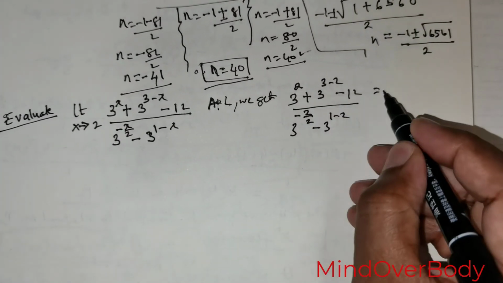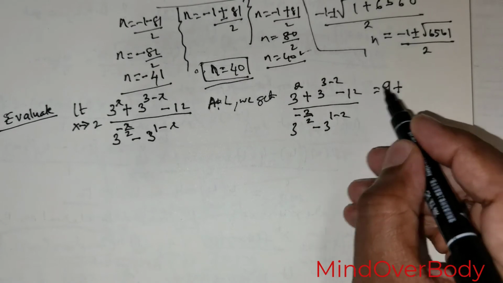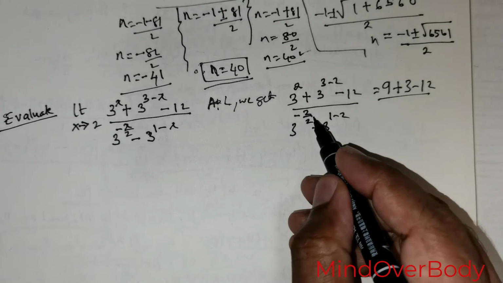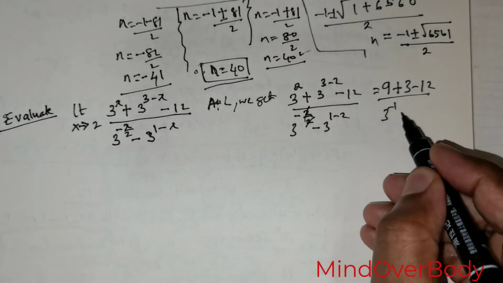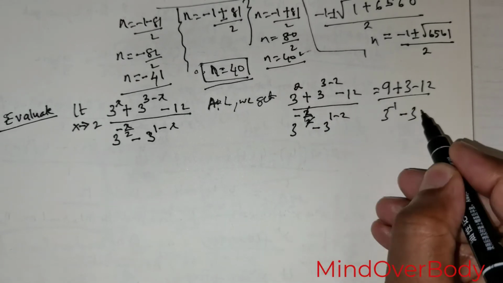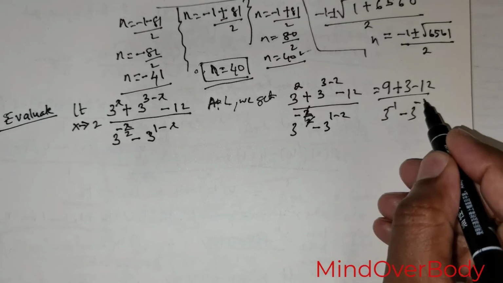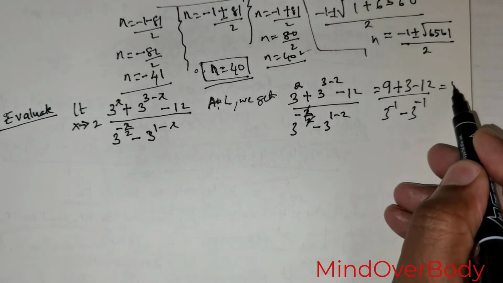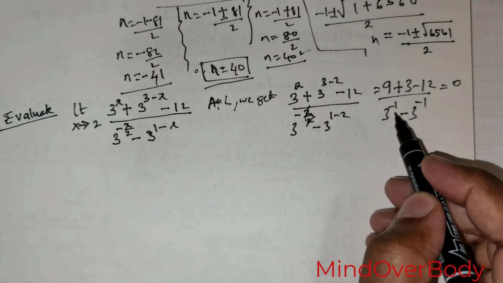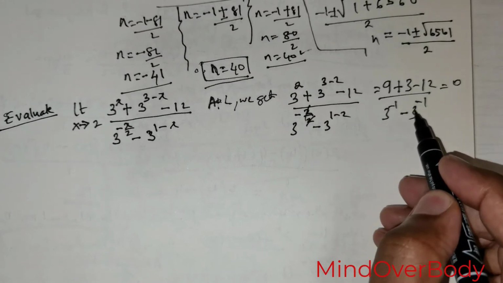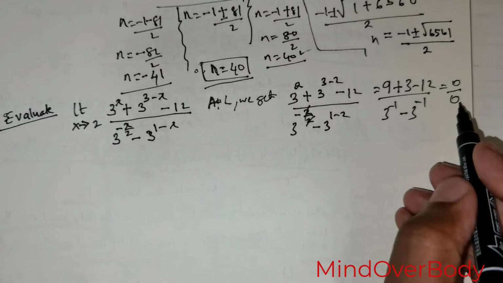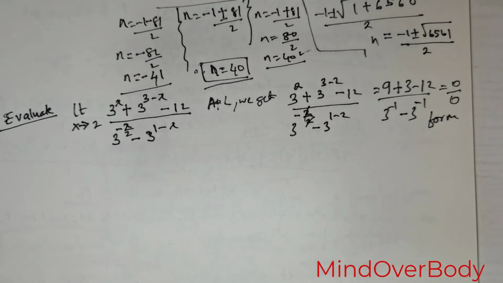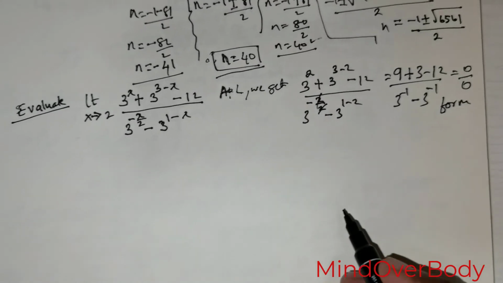So this is going to be 3 squared is 9, positive 3, negative 12, divided by 3 power minus 1, followed by 3 raised to the power of 1 negative 2, which is 3 power minus 1. So clearly, 12 negative 12 is 0, and 3 raised to the power of negative 1 followed by a negative sign, and 3 raised to the power of negative 1 will be 0. So we have got the 0 by 0 form. Okay, so now we will have to evaluate this.